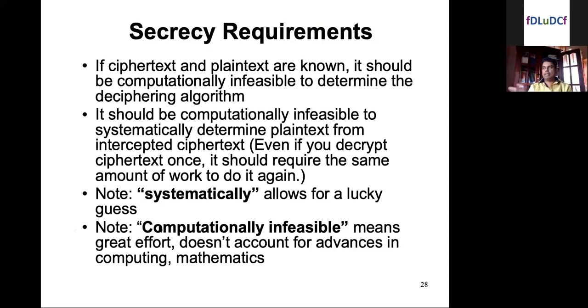In theory, I will also discuss this towards the end. The algorithm should always be available. We should basically make the algorithm available to everybody. What is secret is the key. So algorithms should be developed in a way that it is computationally infeasible to break them. That is the main requirement in either block or stream ciphers.